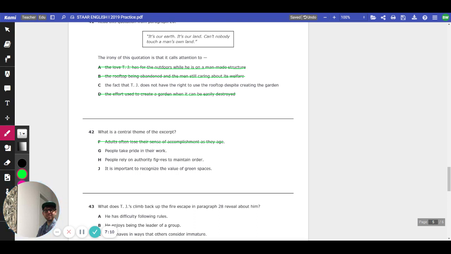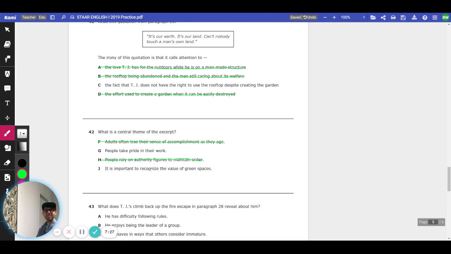People rely on authority figures to maintain order. Well, in the story, yeah, these authority figures come and kick the boys out, but it's seen as a bad thing, basically. So that's not going to be a theme that the author is trying to get across, a message that they're trying to give to you.